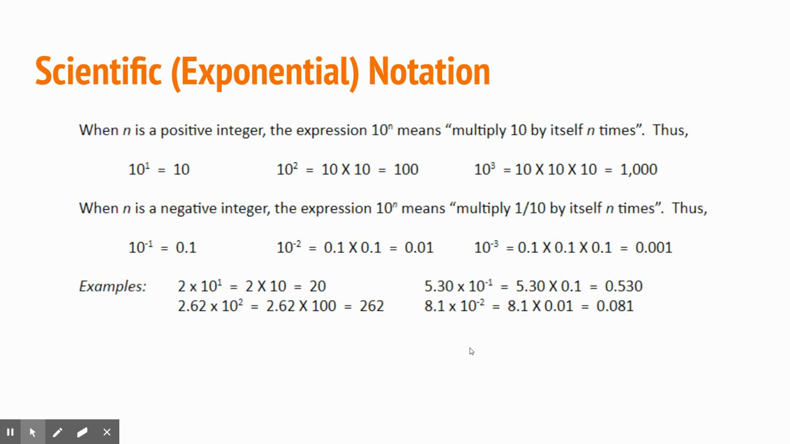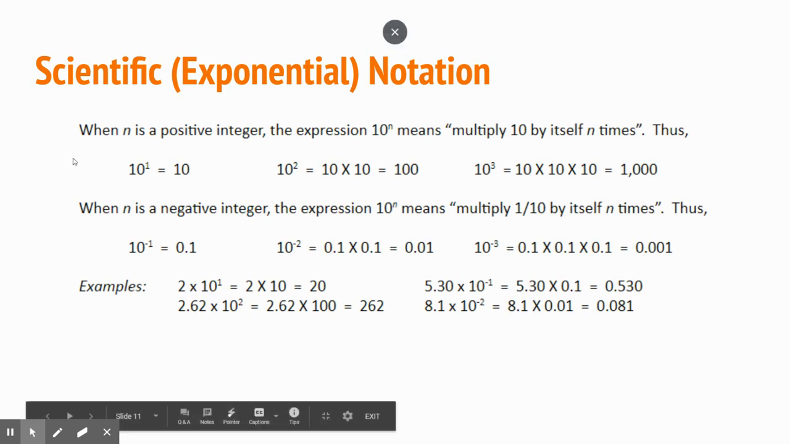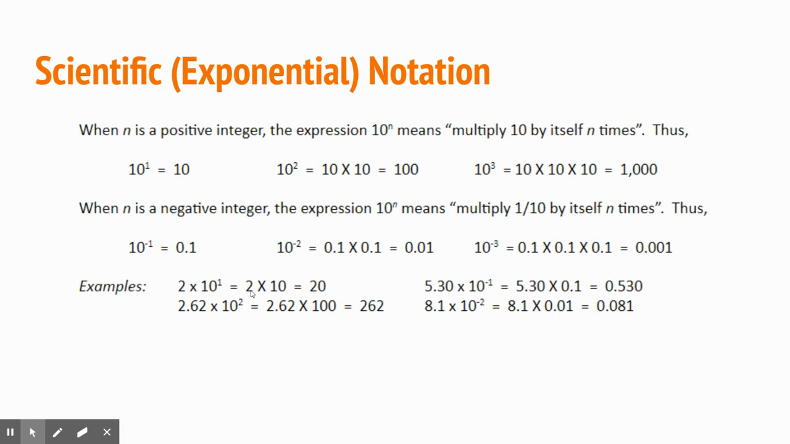When n is a negative integer, the expression 10 to the n power means multiply 1/10 by itself n times. Thus, 10 to the minus first is equal to 0.1. 10 to the minus second is equal to 0.1 times 0.1, or 0.01. And 10 to the minus third is equal to 0.1 times 0.1 times 0.1, which is equal to 0.001.